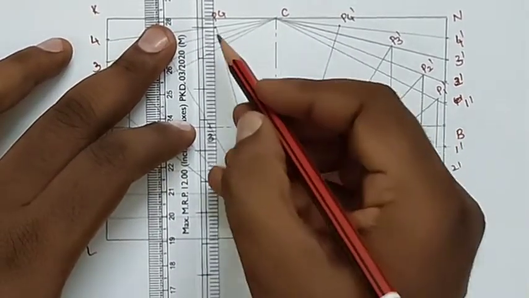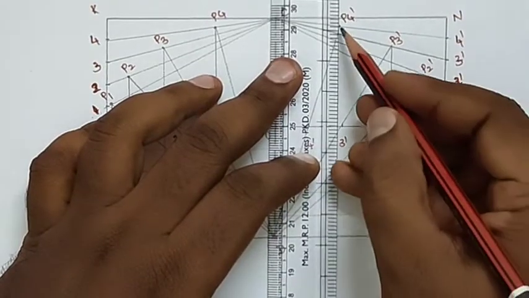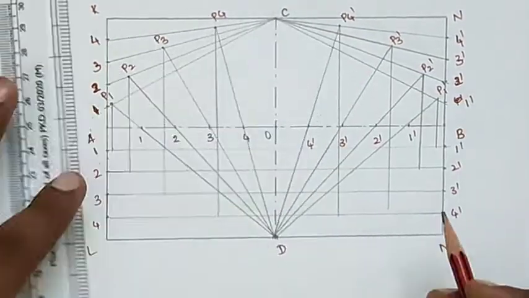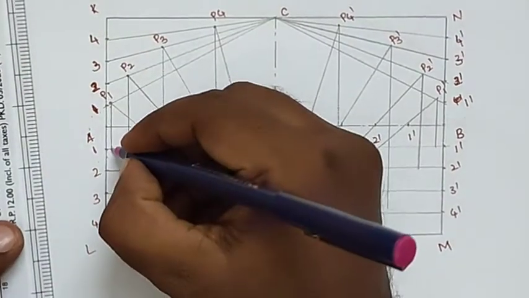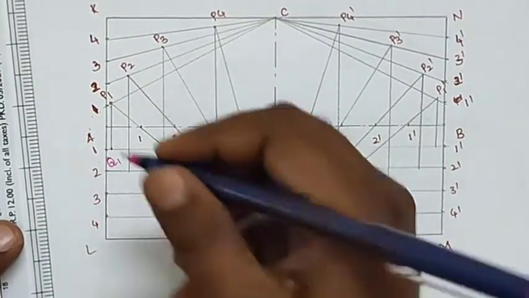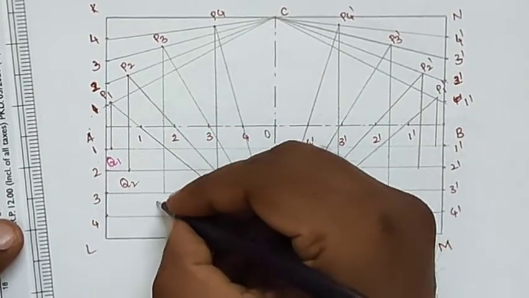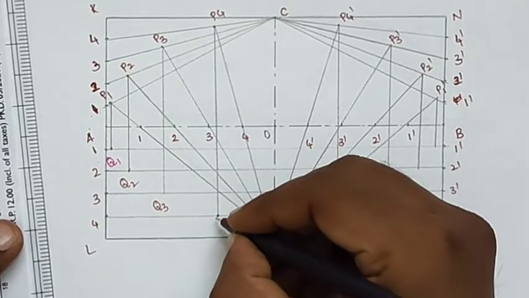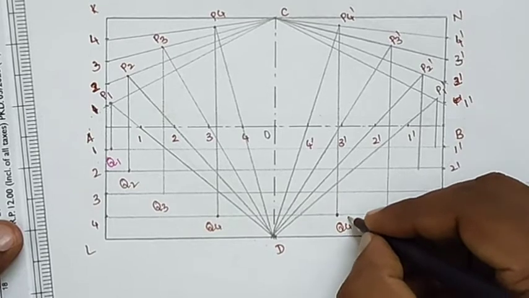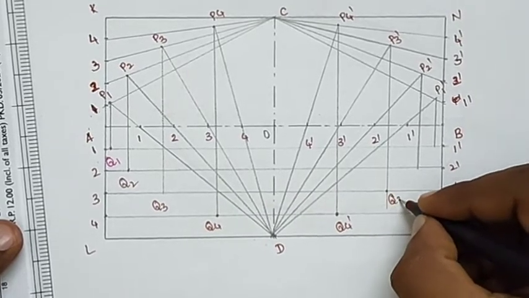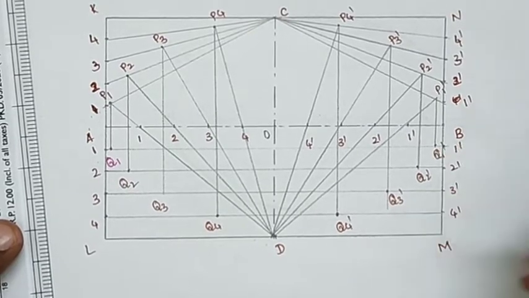From P4 we will draw the perpendicular line up to the 4 dash horizontal line. Similarly, from P4 dash also we will draw the perpendicular line and locate the different points here. So I am locating this one as Q1, this one as Q2, Q3, this is the Q4 point, and here I am locating this one as Q4 dash, Q3 dash, this is Q2 dash, and this is Q1 dash.